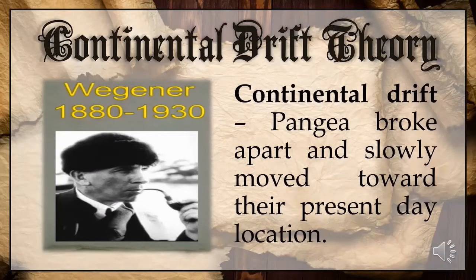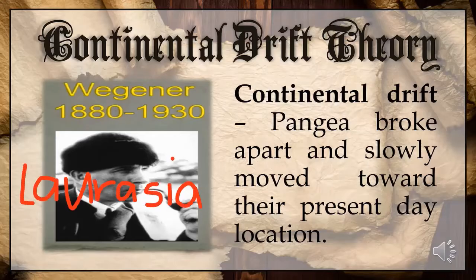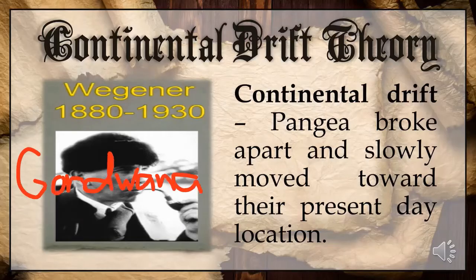Over time, this continent broke apart into two huge landmasses, and these two landmasses moved away from each other. The two giant continents were Laurasia, which comprised the continents in the present-day Northern Hemisphere, and Gondwanaland, also known as Gondwana, which comprised the continents in the present-day Southern Hemisphere. The separation continued until we have the continents that we can see on the map today.